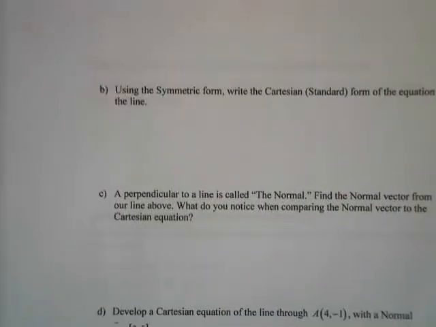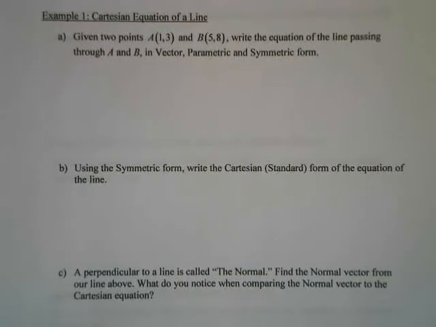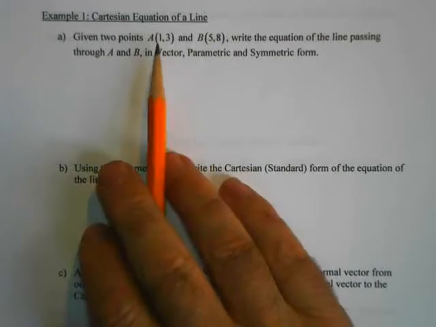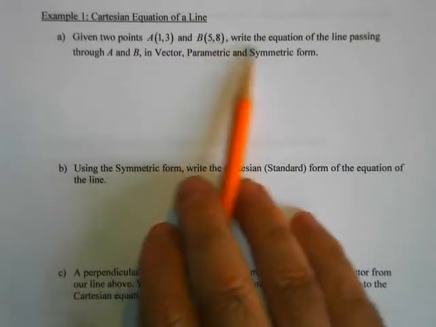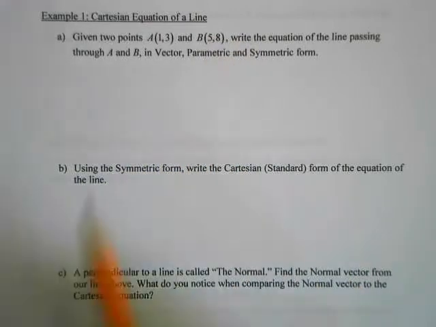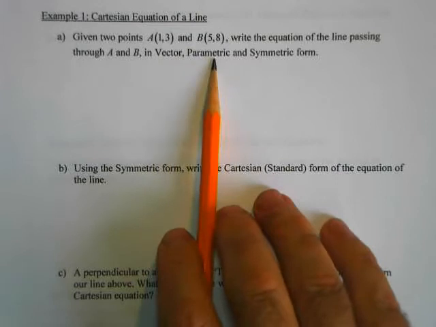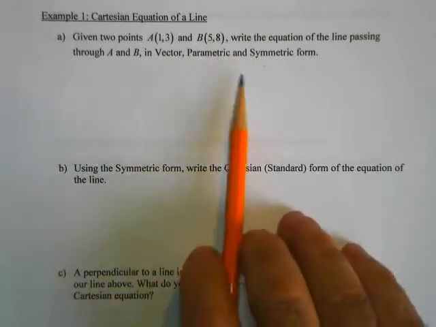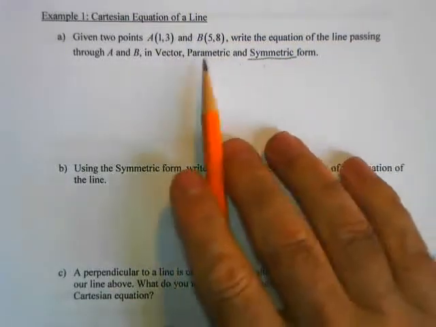So let's try a few things out here. Okay, so we're going to create a Cartesian equation of a line. Do a few steps to lead up to that. So we've got these 2 points A and B with those coordinates. We want to write the equation of the line passing through A and B. First, we're going to use vector and parametric equations, and then I'm going to introduce something new called the symmetric equation, which is directly from parametric.